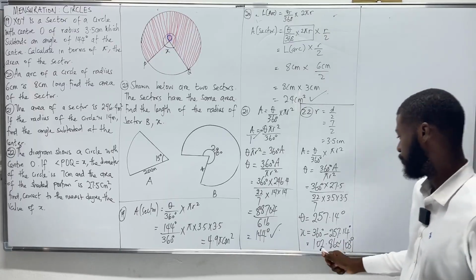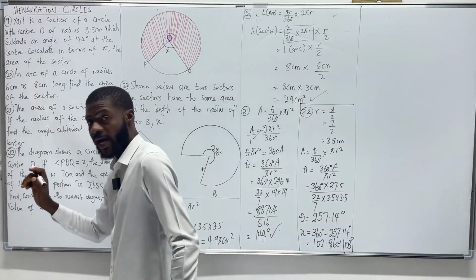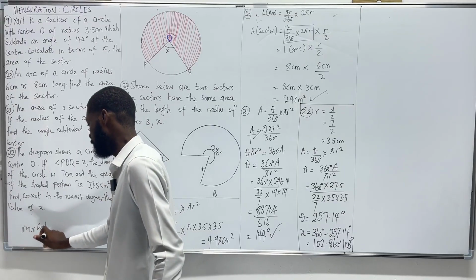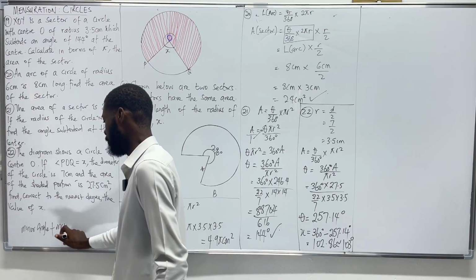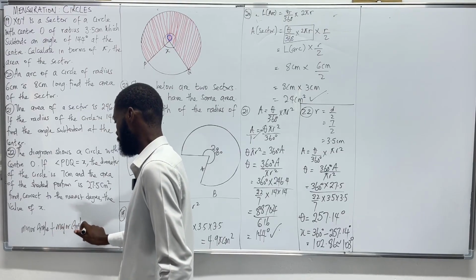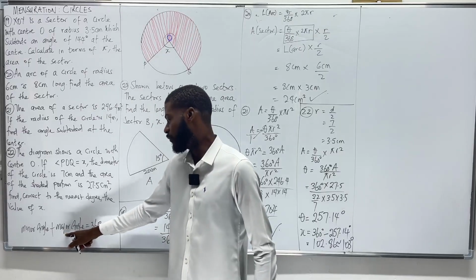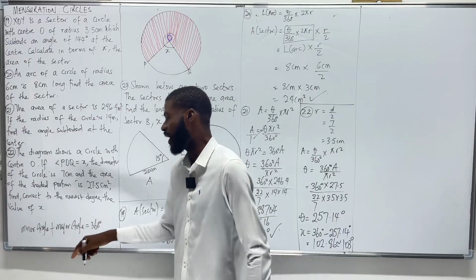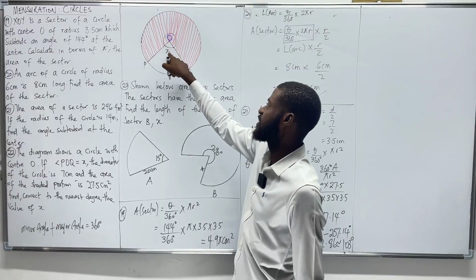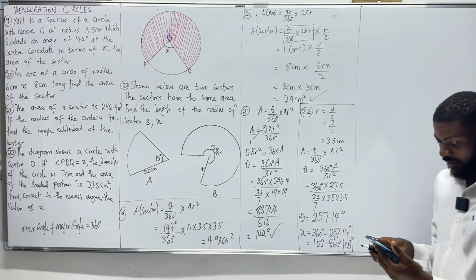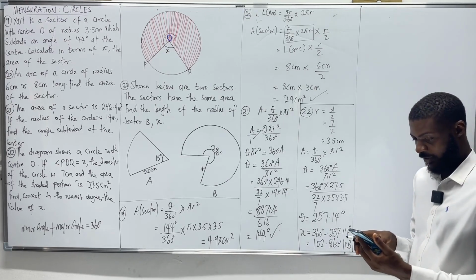Just so you know, for angles, minor angle plus major angle is equal to 360 degrees. So it means to get one of them, all you have to do is to say 360 minus the other. That was why in this case I did 360 minus this other one to get x. So take note of that. Let's move on.